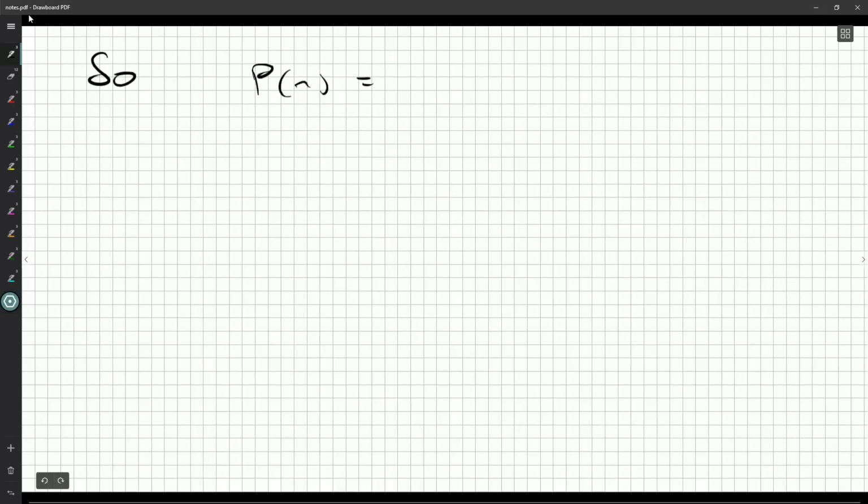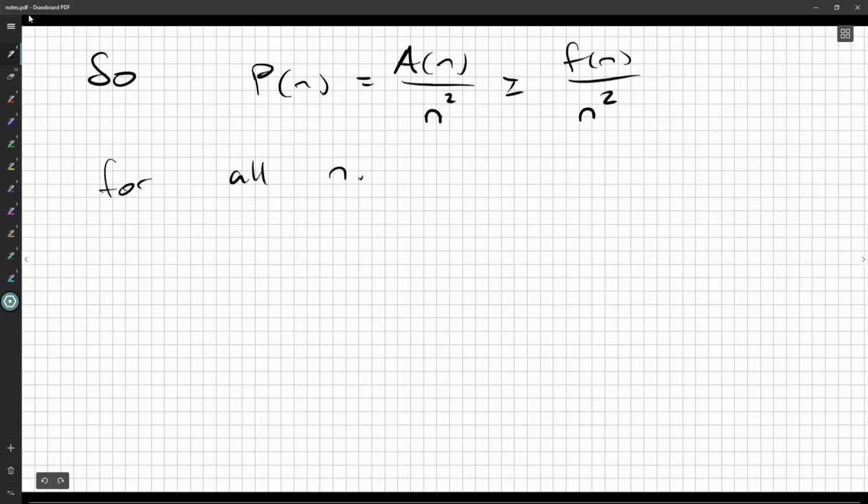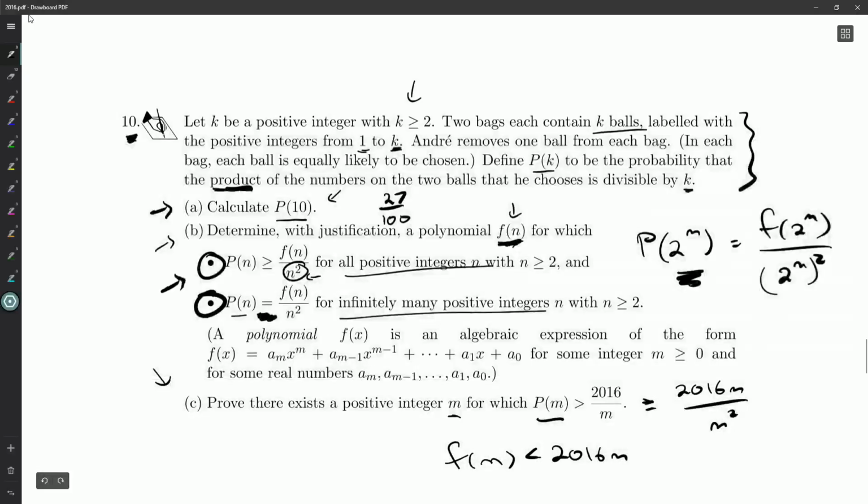So p of n is, by my definition, with what I'm calling Andre's condition. Andre's condition, we could probably define that in our notes if we wanted to keep saying it. But it's just that two balls are picked and their product is divisible by n or k or whatever you want to call it. But since A n is greater than or equal to f n by our previous proof, we have that other condition, and that shows b. So that's done. And now we can attempt c here, I guess.